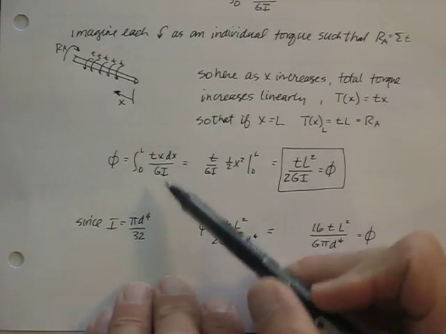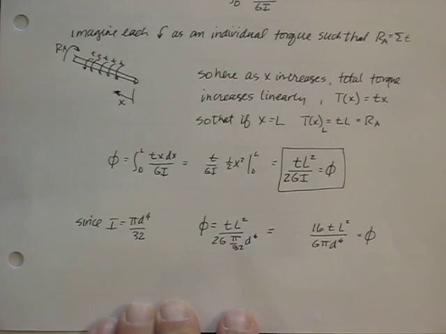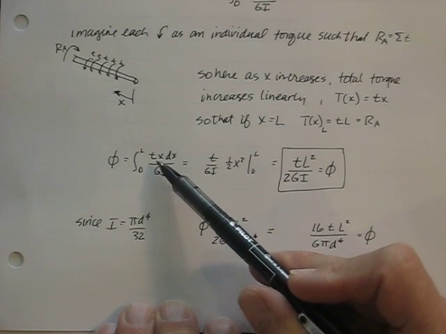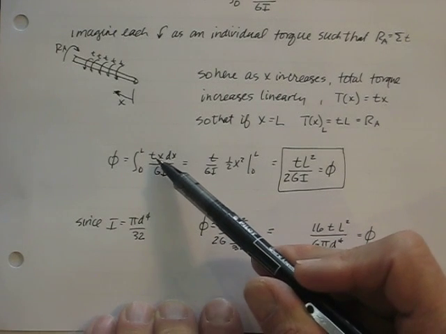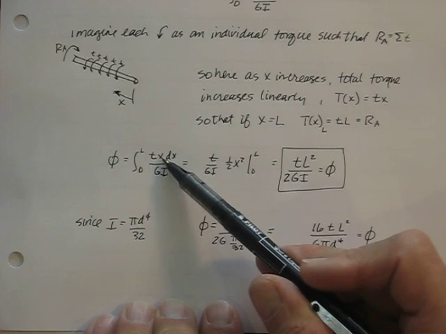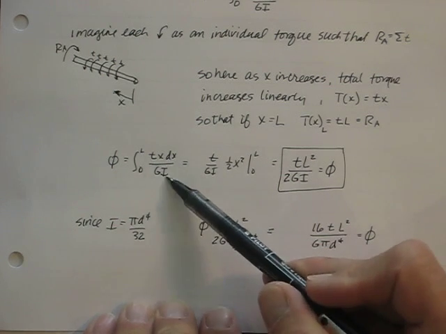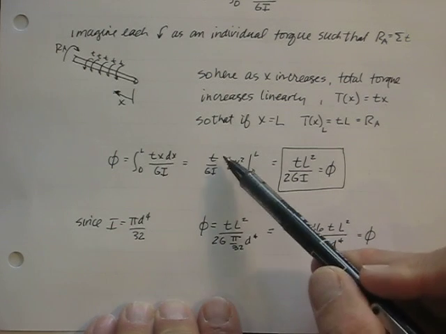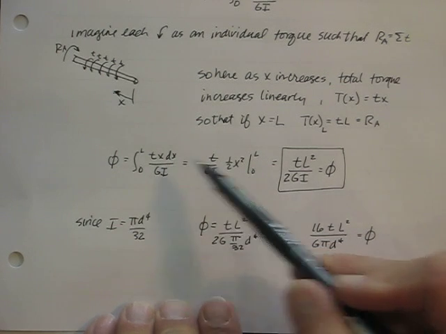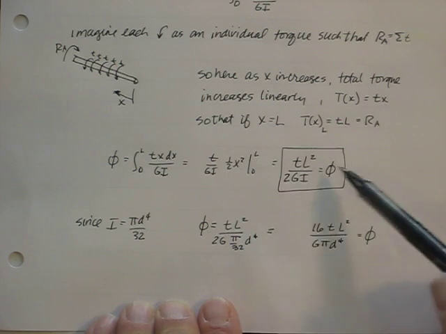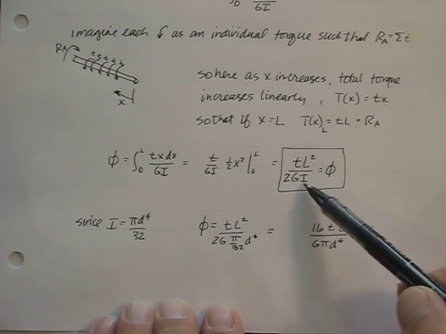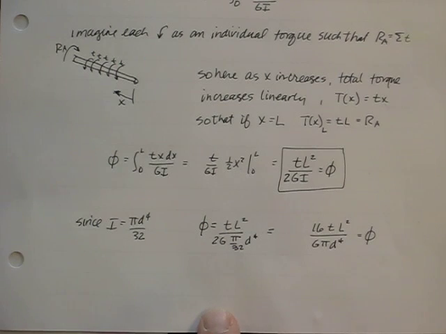Phi is equal to the integral from 0 to L of Tx dx over GI. T is a number, it's a constant, it's Newton meters per length. X is my variable, I'm going to integrate x dx from 0 to L. And G is a constant, I is a constant, so I'm going to bring those out of the integral. Integrate x dx, I get 1/2 x squared from 0 to L, and I get this: TL squared over 2GI, and that is my phi.